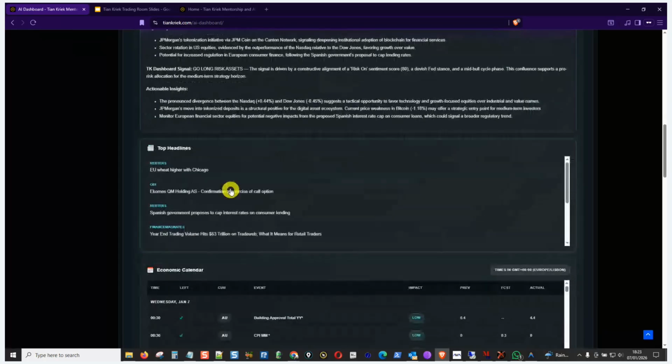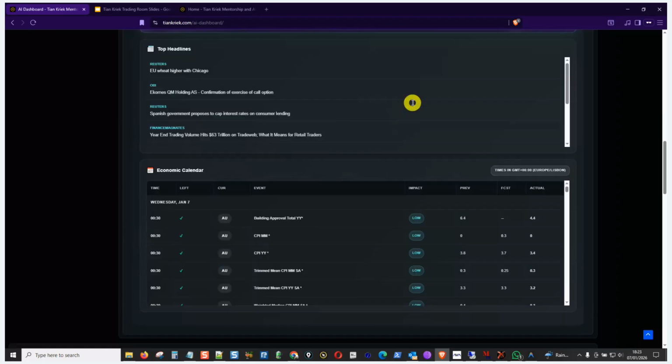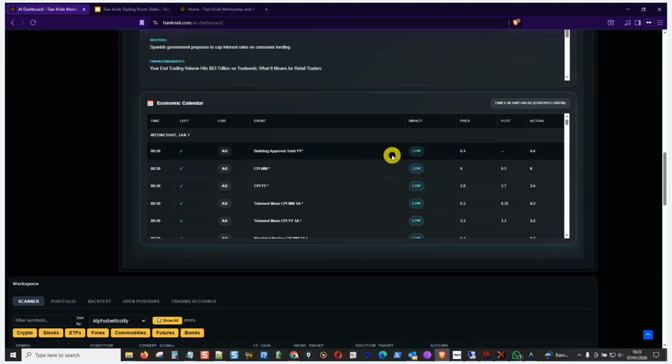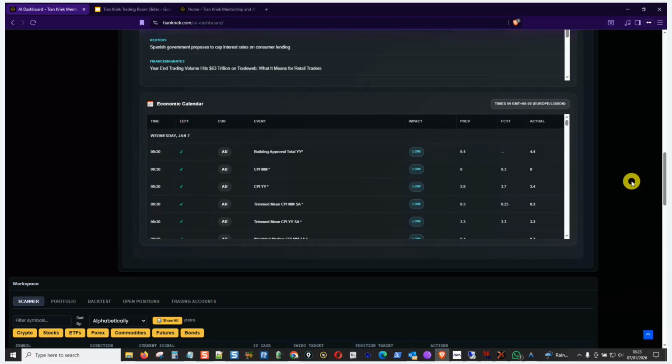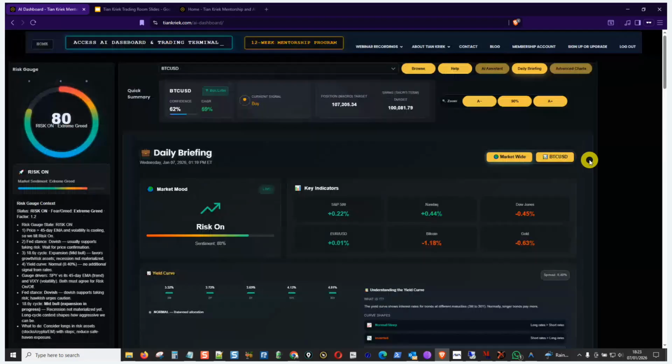And then we have top headlines, just headlines that were market movers over the past 24 hours. And then you have an economic calendar. This is a global economic calendar showing you exactly what to look out for for the day ahead. And this daily briefing is market wide.